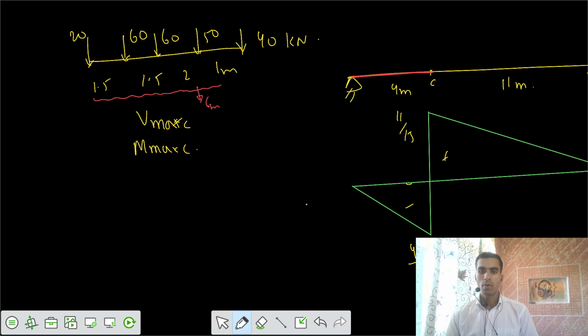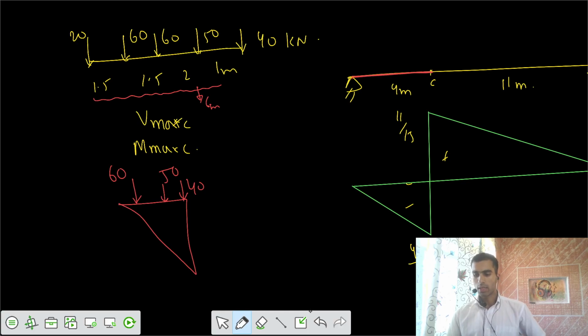That means it will only take a few loads here. Let's keep the maximum loads we can have. Let's say that 40 kilonewton is here. After that we have 50 kilonewton. After that there might be one more load of 60 kilonewton here. So this is the possibility: 40, 50 and 60.